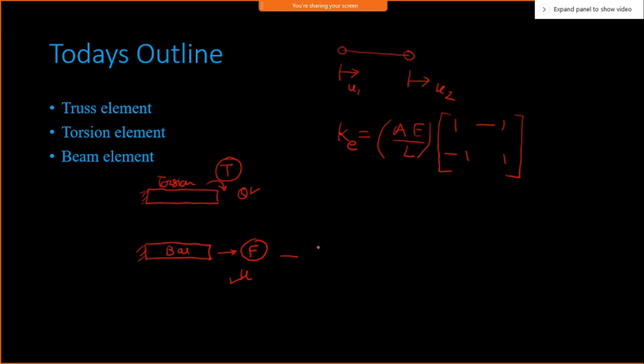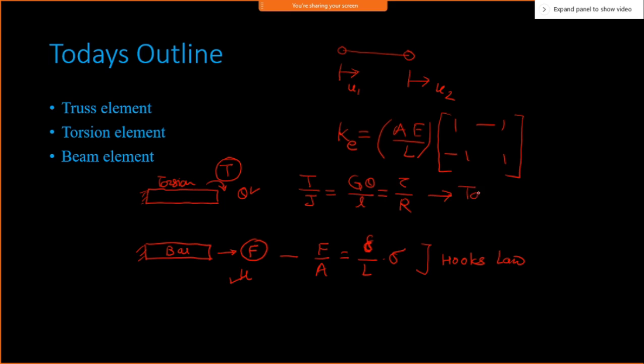The bar follows the equation: force upon area is equal to stress, and strain is deflection upon length, multiplied by stress. But in the torsion element, we have the equation T by J equals G theta by L, and then tau by R. This is the relation we have already learned, and it is called torsion.